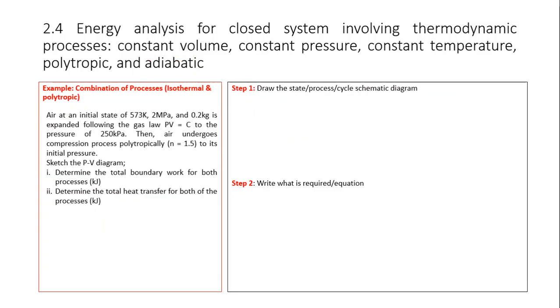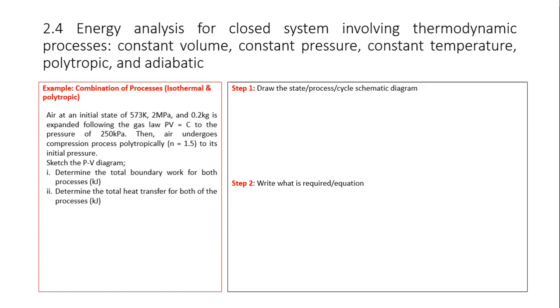Okay, the next example is a combination process between isothermal and polytropic. This is the second example for a combination process. Just like the first example, I would like to remind you, whoever is listening, please do not be afraid of questions which involve more than one process.